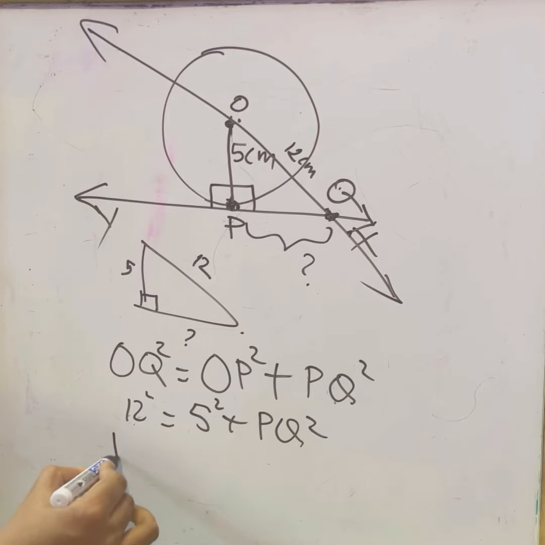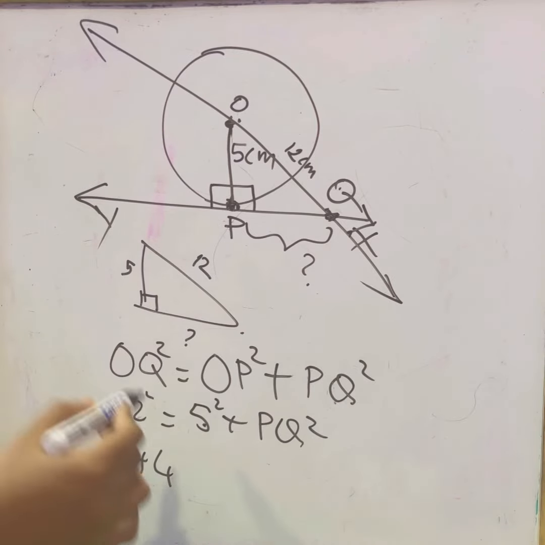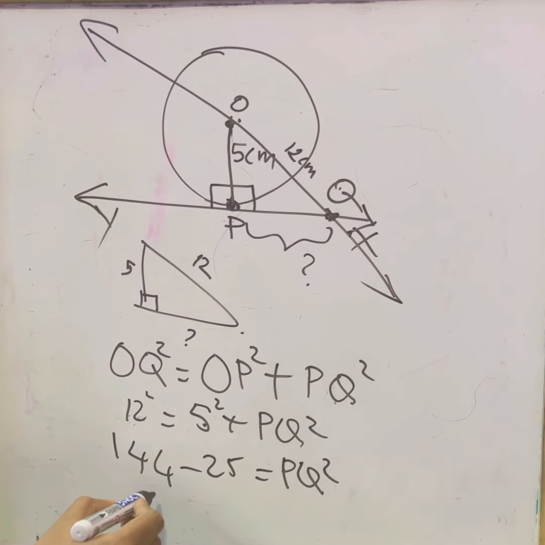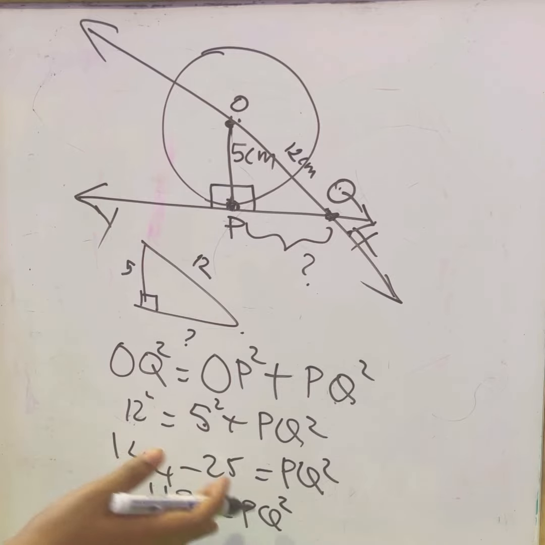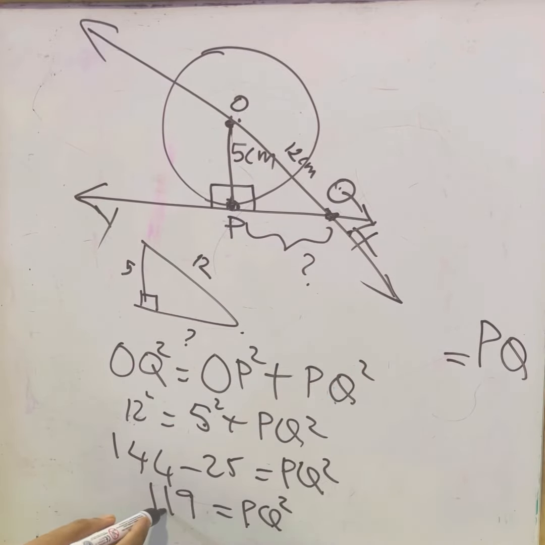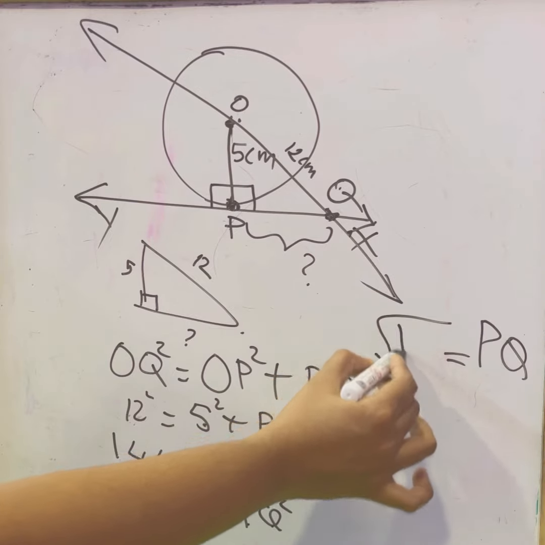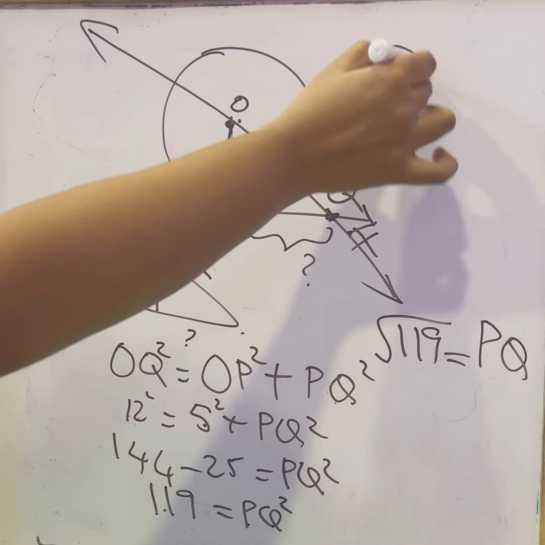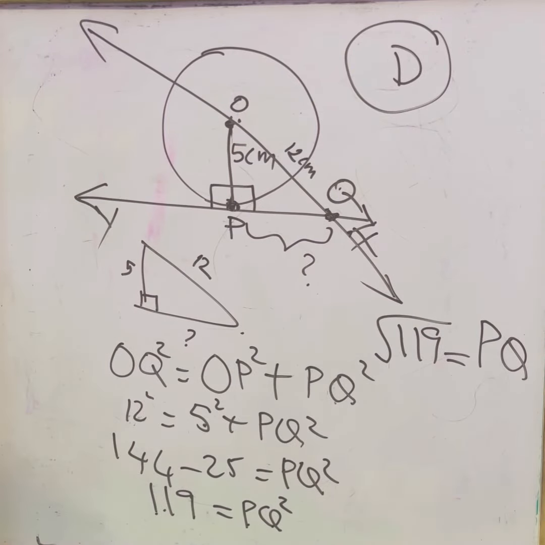Now 12 square is 144. This 5 square taken to the other side becomes minus 5 square, and 5 square, you know, is 25. So 144 minus 25 is 119, equal to PQ square. We need only PQ, not PQ square, so taking the square root on both sides, we get PQ equals square root of 119. So we have options here, and option D is square root of 119. So we will choose that.